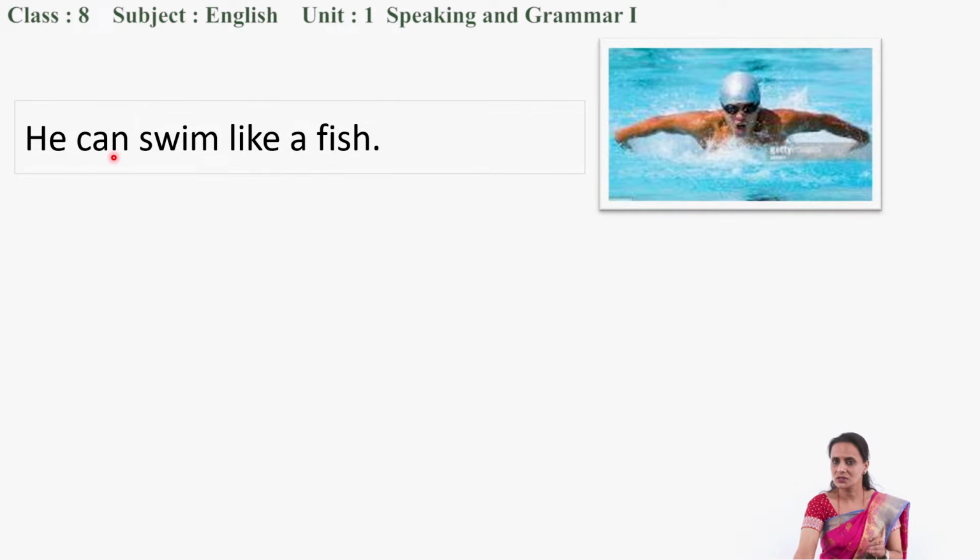Now, he can swim like a fish. Can. Notice this word, okay? He can swim like a fish means he is very good. He is able to swim like a fish. He has the ability to swim. That means can is used to describe the ability, to tell the ability. Very good. Now let's see another example.